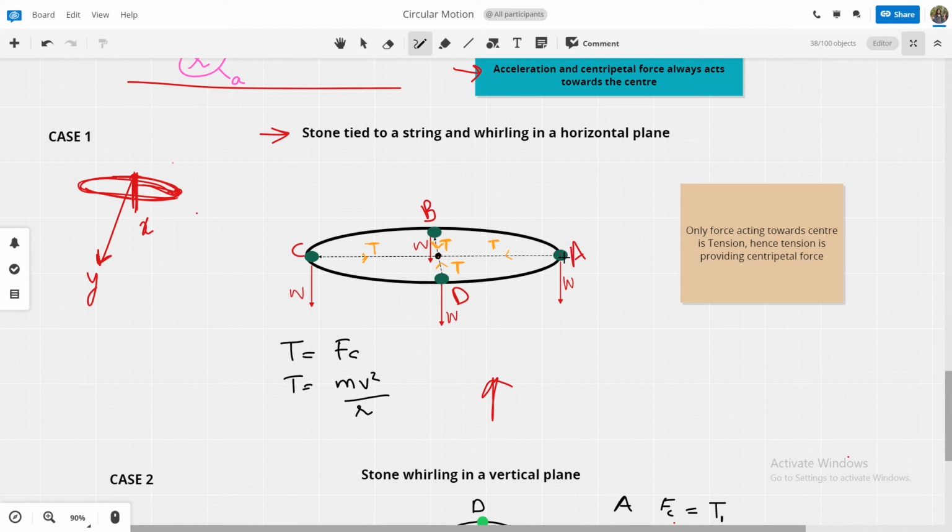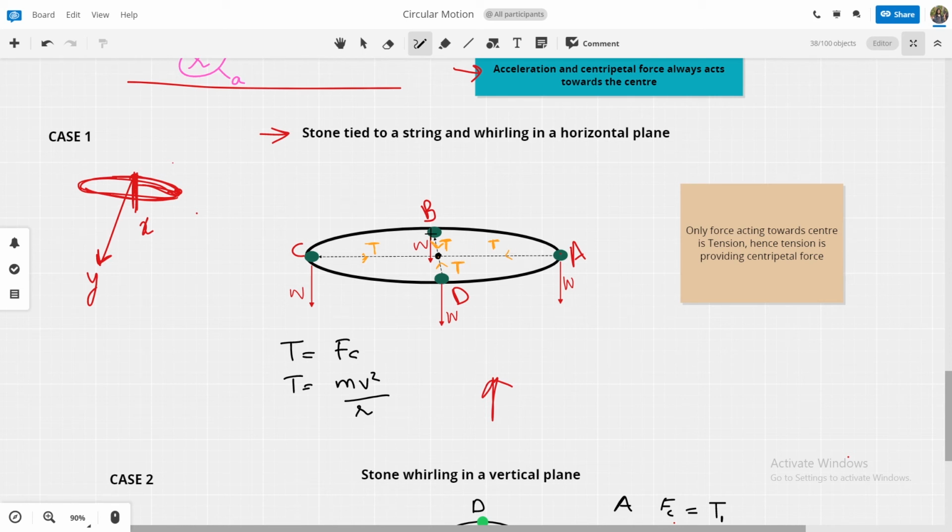At point A, the weight of the stone is acting downwards, and as the stone is tied by a string, at this moment the string is at A, and since there is a string, there must be a tension force which is directed towards the center. As you know, the centripetal force is directed towards the center, so tension must be providing Fc here. I am using Fc for centripetal force.